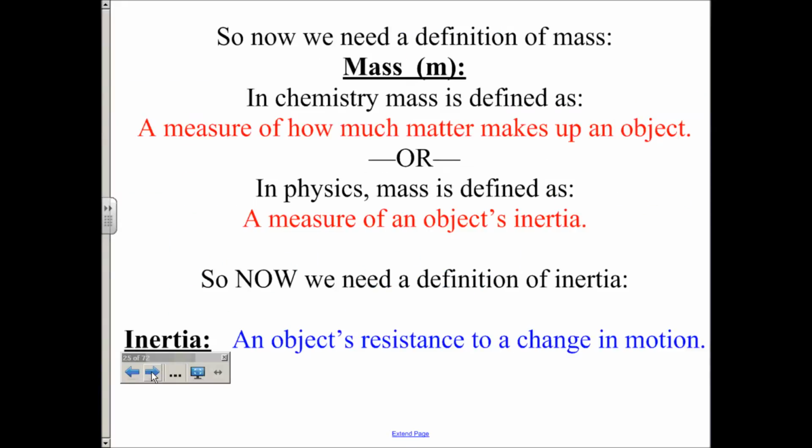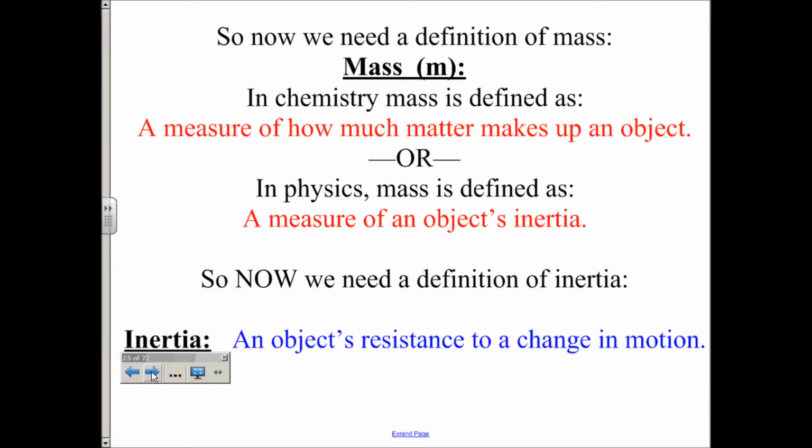In chemistry, hopefully you learned that mass is defined as something along the lines of a measure of how much matter makes up an object. All right, when you measure the mass of an object, you're basically counting particles. Okay, the more molecules or atoms or electrons and protons or teeny little particles that make up your object, the more of those particles you've got, the more mass you've got. Okay, so mass is counting matter. More matter, more mass.